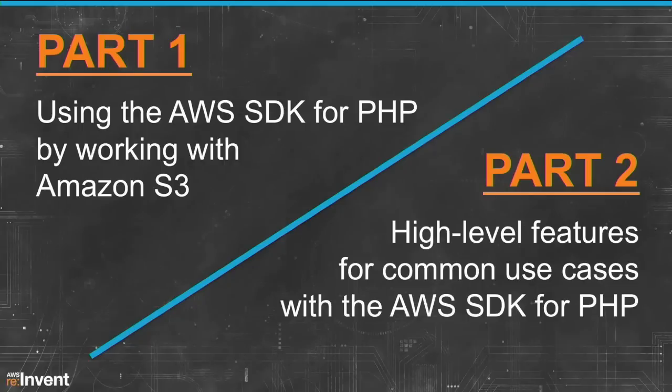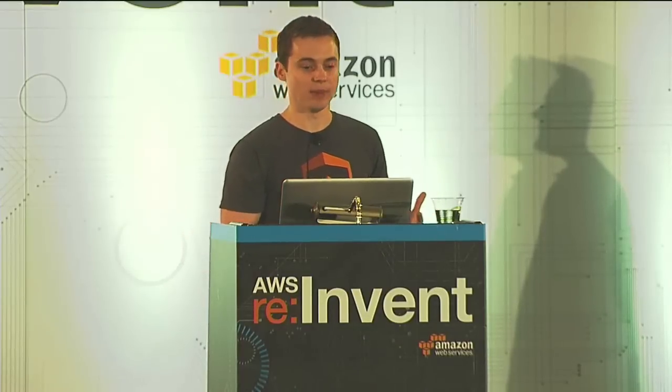OK, great. In the first part of this talk, we're going to talk about low-level concepts. We're going to show you how to install the SDK, and we'll show you how to send web service operations. To illustrate these points, we're going to walk you through a pretty basic use case of creating an Amazon S3 bucket, uploading an object to that bucket, and then listing the contents of that bucket.